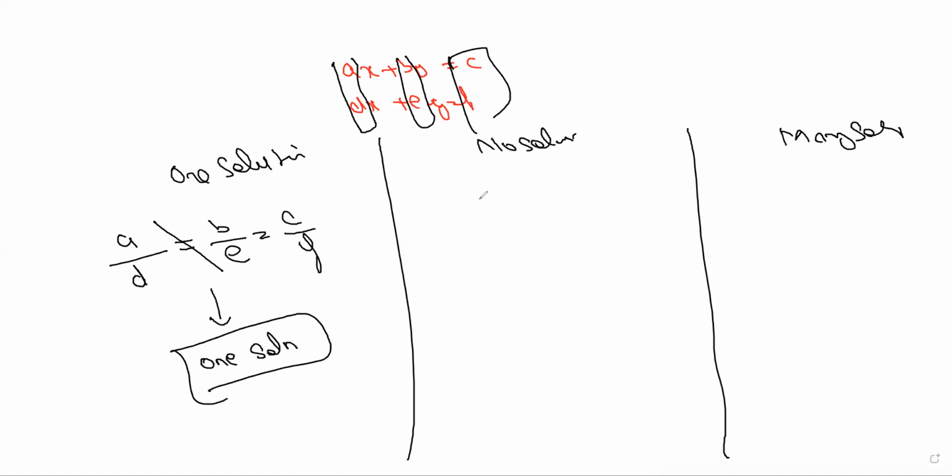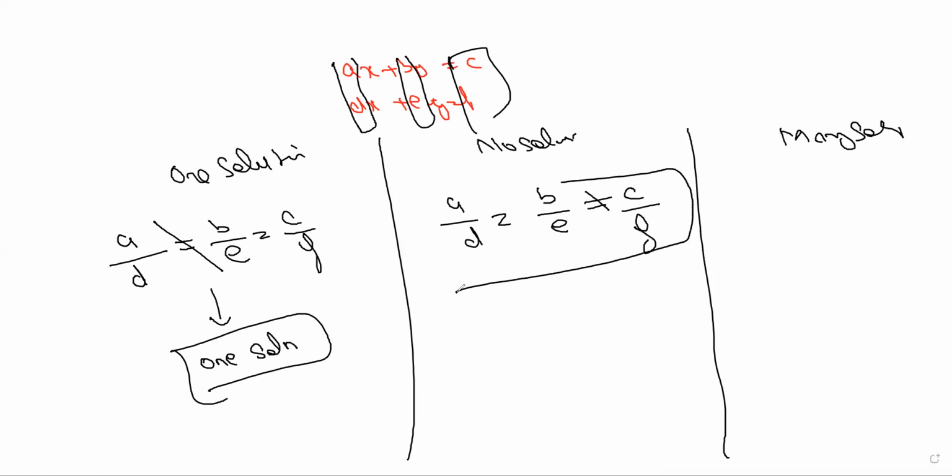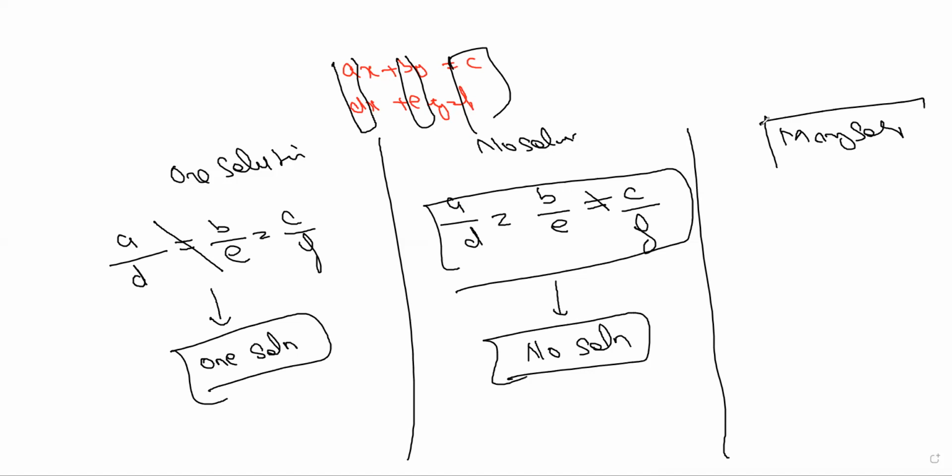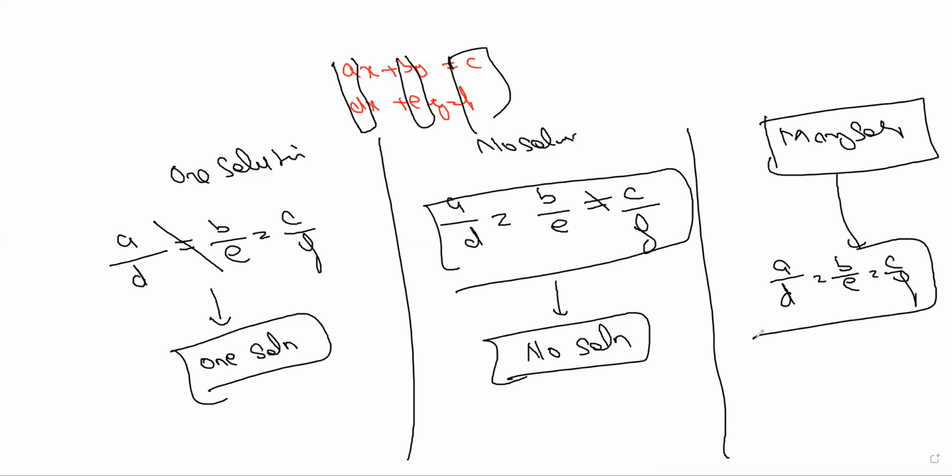For no solution, what would be there? See, a by d will be equal to b by e. These two will be equal, but it would not be equal to c by f. So you'll be getting no solution in this. Right? Now come to many solutions. That would be what? All three are equal. So there will be many solutions.